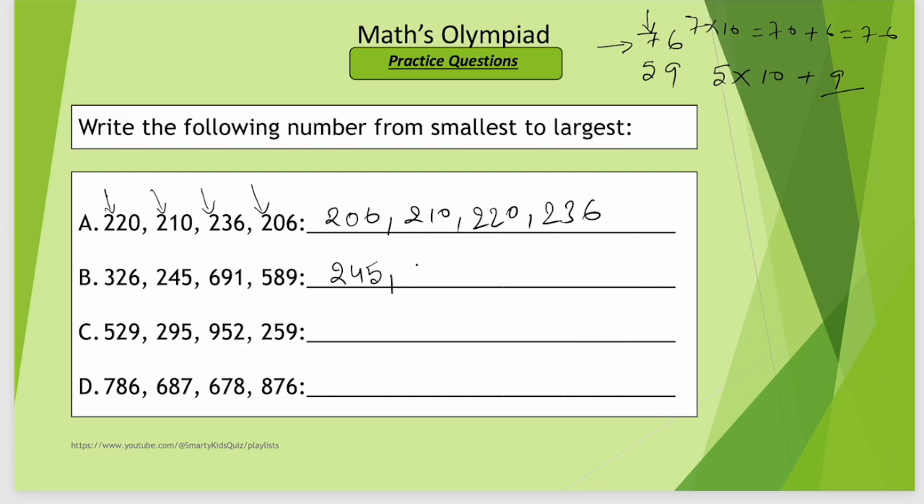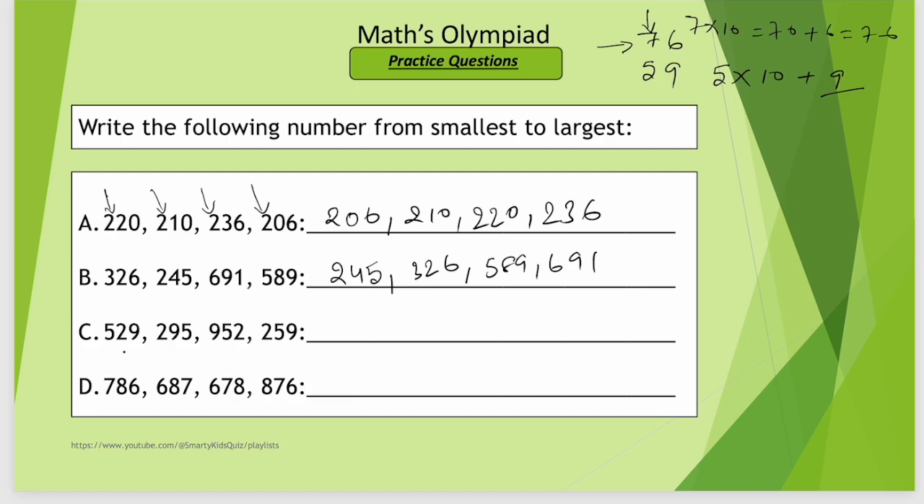Then you write 326, then you write 589, and then you write 691. So if the hundreds place numbers are different, it is very easy to write. Just focus on the hundreds place number. If the hundreds place numbers are the same, then focus on the tens place number. If the tens place numbers are the same, then focus on the ones place number. That will tell you smallest to largest.